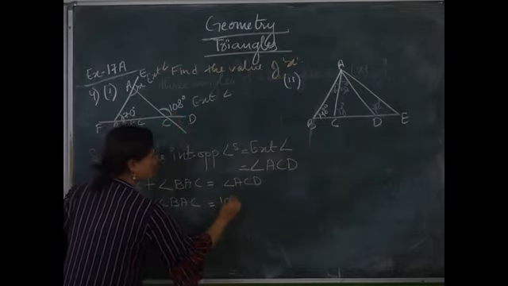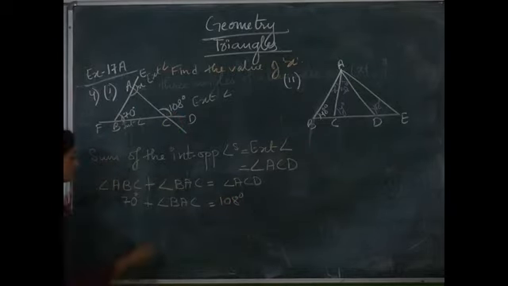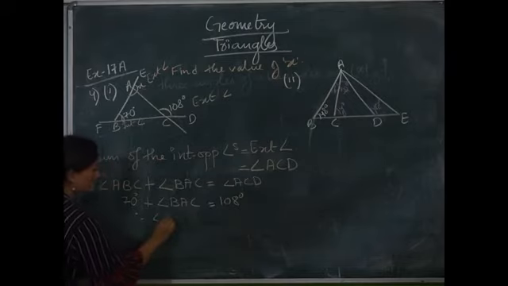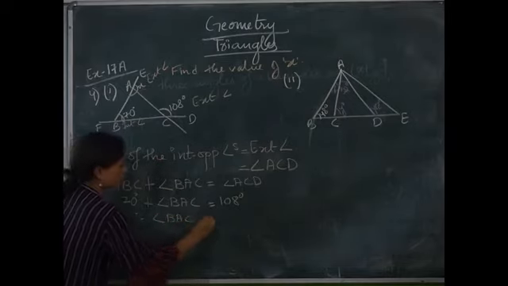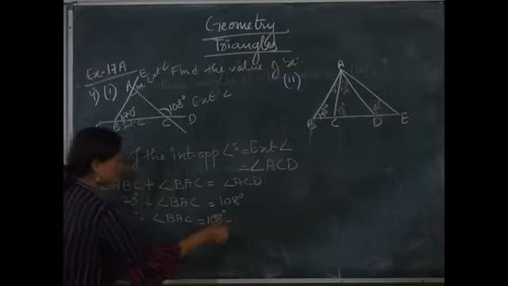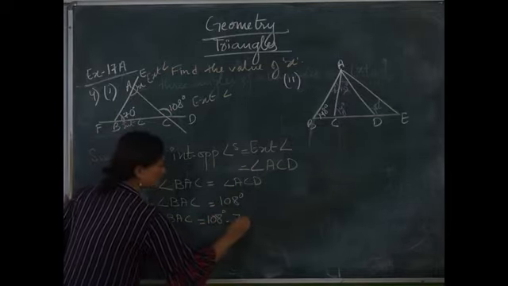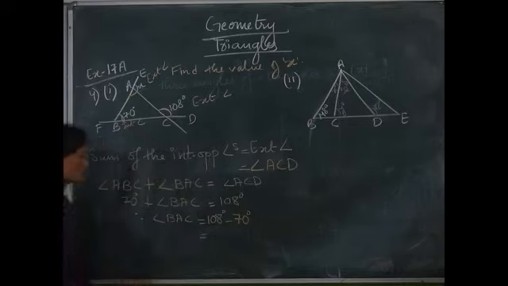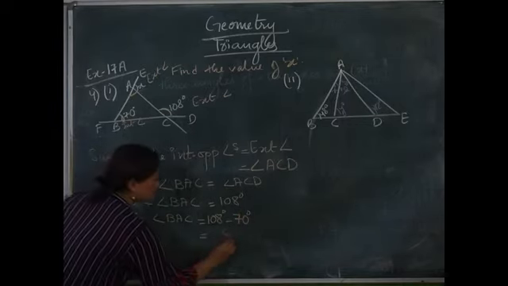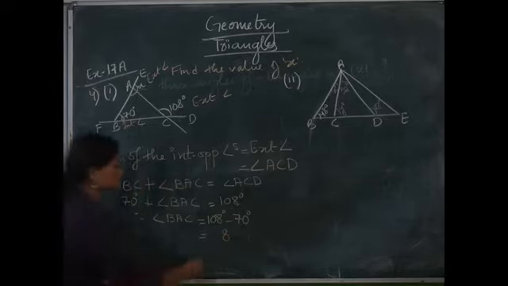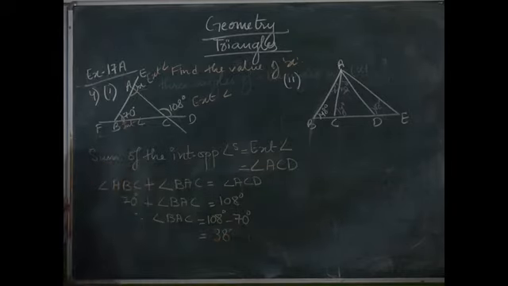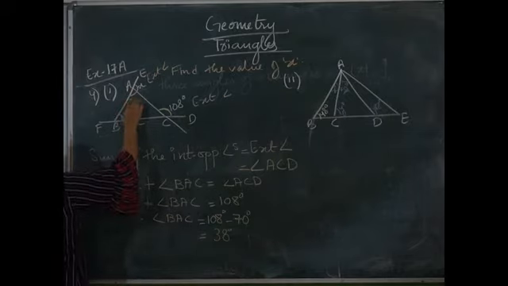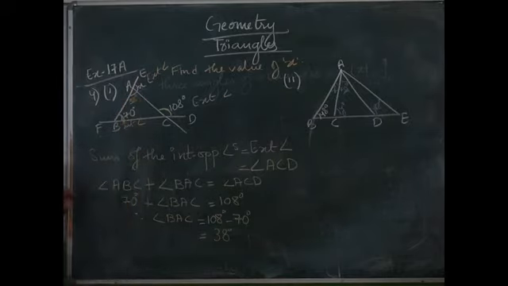ACD is your 108. So from here, angle BAC would be equal to 108 degree minus 70. So what do we get? When we subtract, we get 38 degree. So what is your angle BAC? This angle is your 38 degree. Now we know this angle, 38 degree.